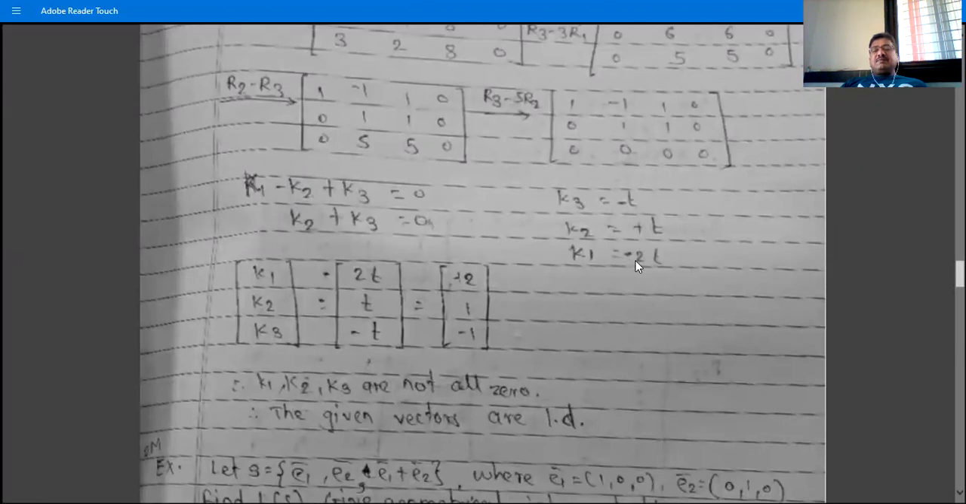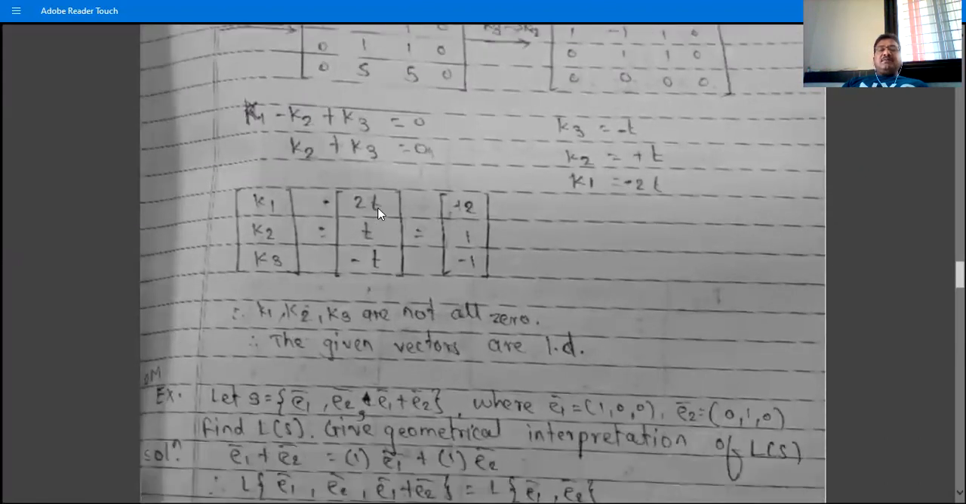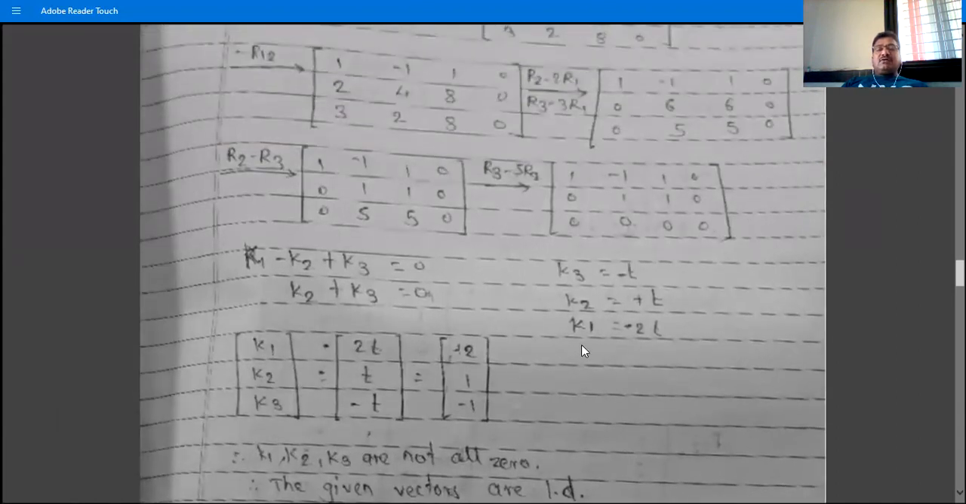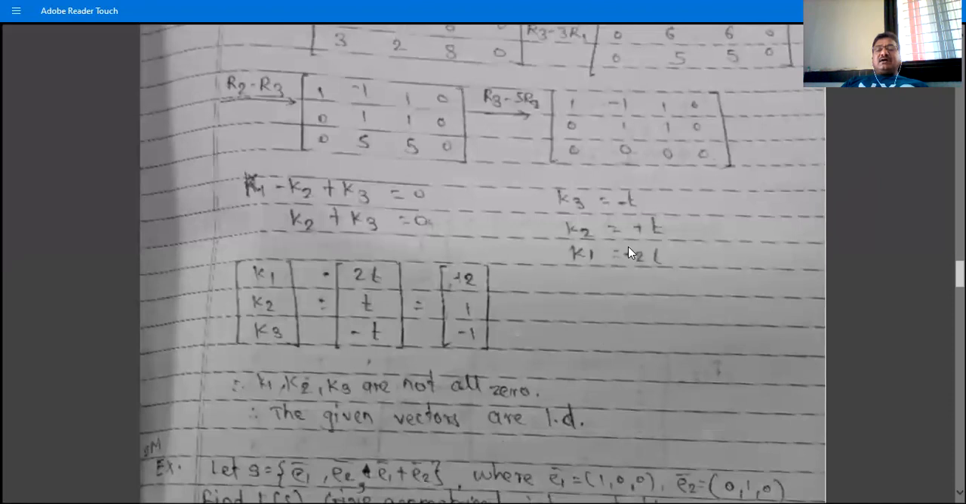We have K1 is -2T, and therefore the solution is what? The column matrix K1, K2, K3 is equal to -2T, T, -T. Take T common, so 2, 1 and -1, with T written before this matrix. So K1, K2, K3 are not all 0. If you take T as any real number, for example T as 1, then we have the value of K3 as -1, K2 as 1, and K1 as -2.